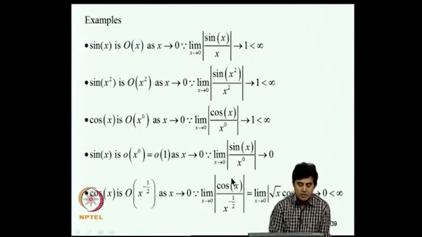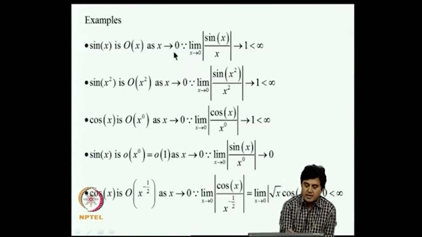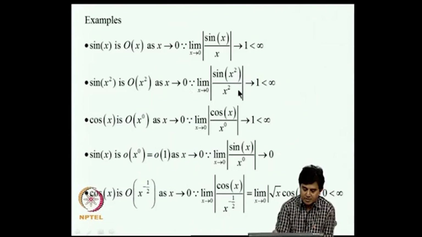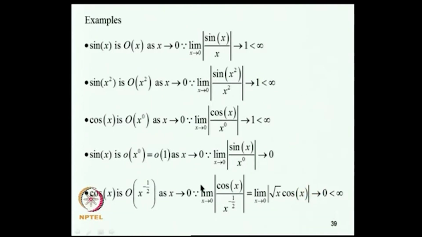A few more examples: sin x is order x as x goes to 0, because sin x by x as x goes to 0 is 1, which is finite. Similarly, sin x square is order x square because of this identity. There are a few more examples you can verify, and this order notation we will be using soon in this part of the lecture, but later on when I come to numerical integration of equilibrium equations, I will be using these notations again. That is why I have introduced it at this stage.